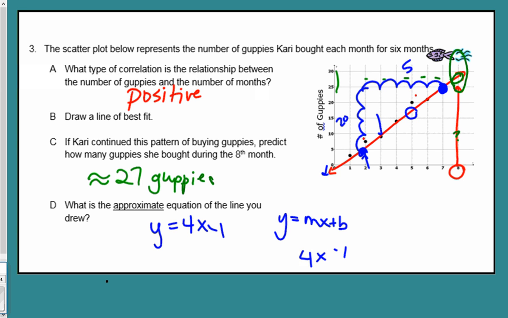If I tried to test it out with this line, I'm sure these points would be a little bit off. But it's also probably not as bad as you think. For example, if I try to plug in a 6, I should get a little bit over 20. If I plug in a 6 here, 4 times 6 minus 1, that gives me 23. That's not that far off, right? So this is an okay line, an okay equation to use for our line.